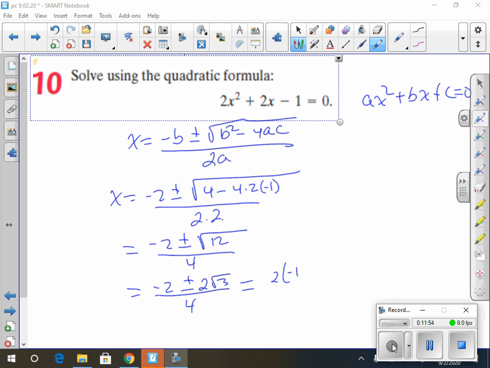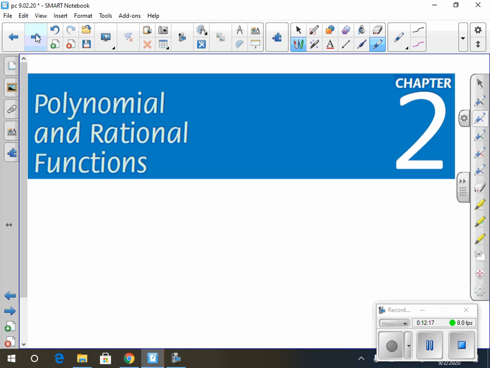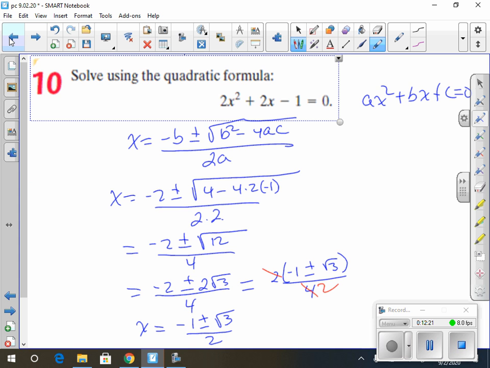So negative 1 plus or minus root 3 all over 4. Now I can see that the 2's will cancel, and I'm left with x is equal to negative 1 plus or minus the square root of 3 all over 2. Take a good look at that if you're having trouble with that, and that's the lesson for today.